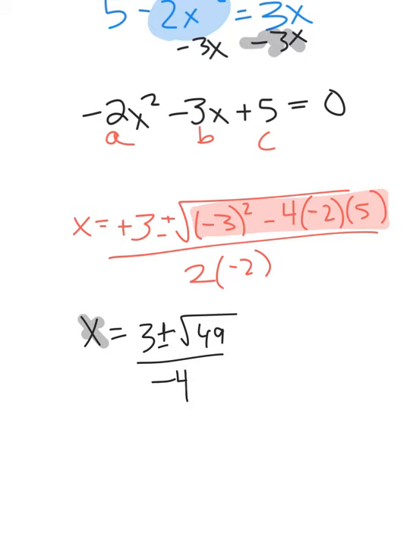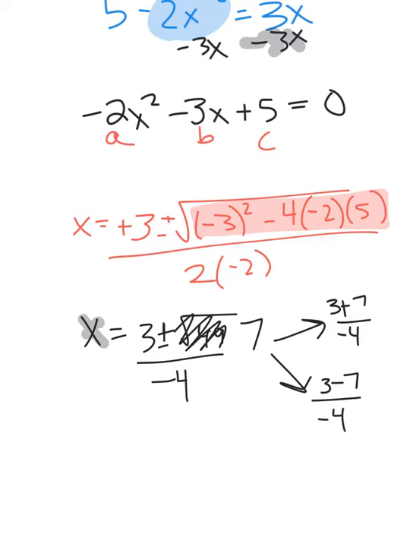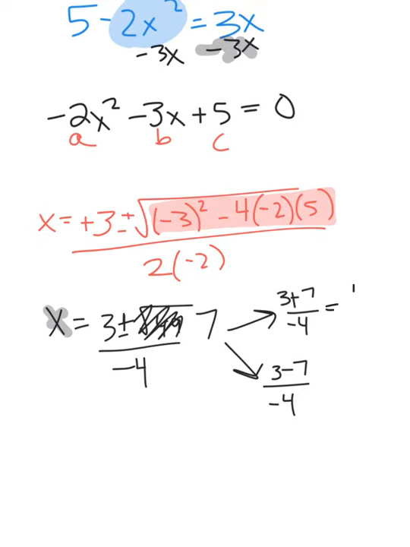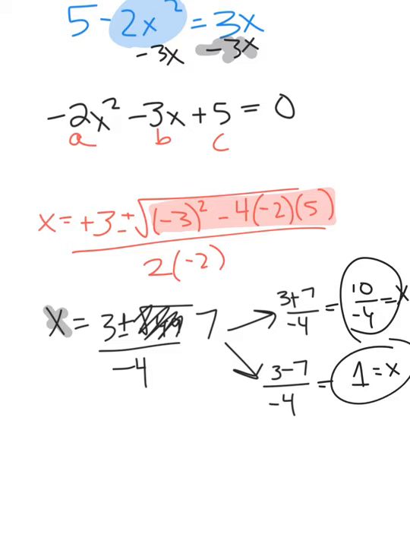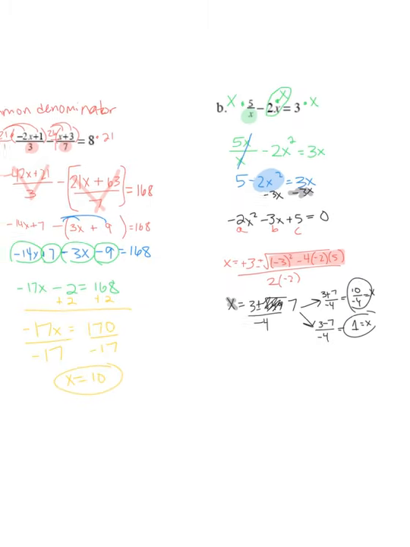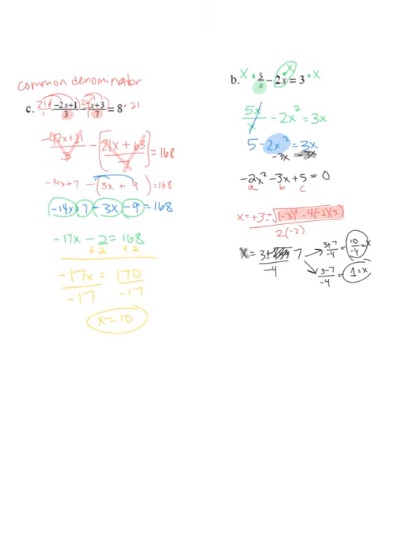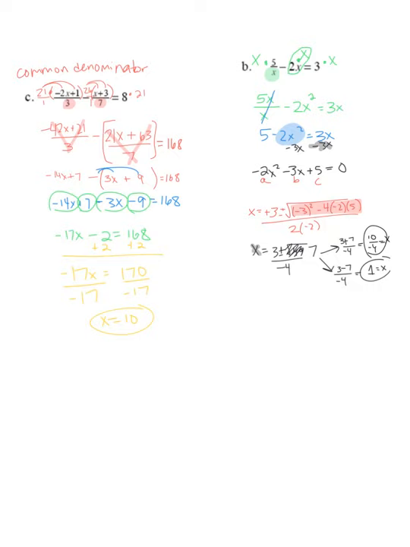The square root of 49 is 7, and then we can solve this with two answers. We do 3 plus 7 and divide by negative 4, and then 3 minus 7 and divide by negative 4. So one answer is 10 over negative 4. I'm going to leave it as a fraction. The other answer for what x equals is negative 4 over negative 4, which is positive 1. So a reminder of the big idea: when you have fractions, you can look for a common denominator or multiply every term by the denominator.